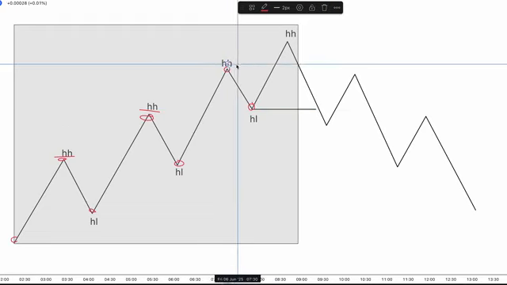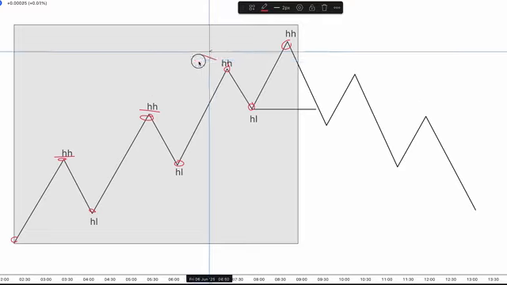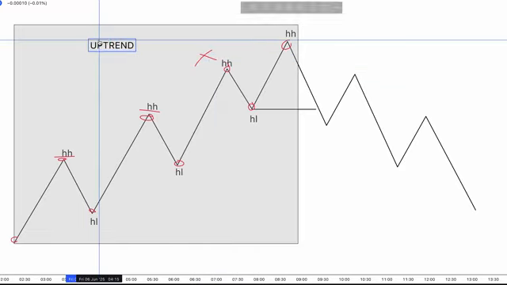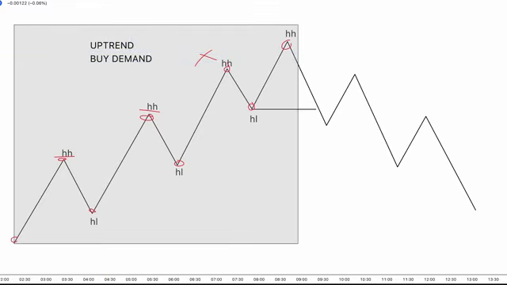And that means the only thing we should focus on doing here is buying demand zones. We should not sell supply through here. So this is an uptrend. We want to buy demand. And that is how we trade when the market is forming higher highs and higher lows.